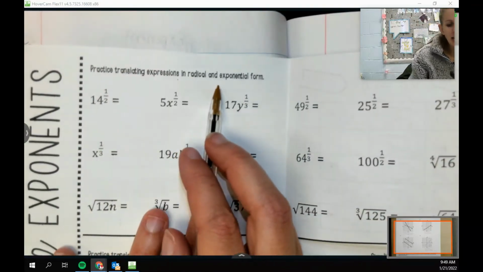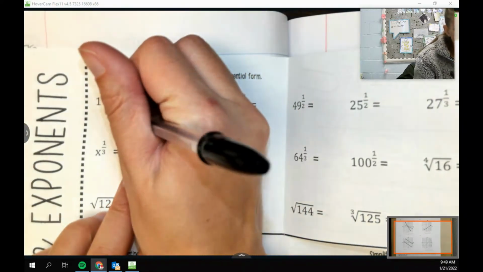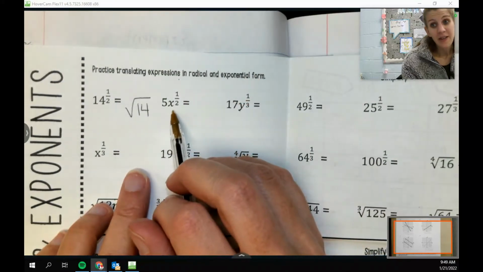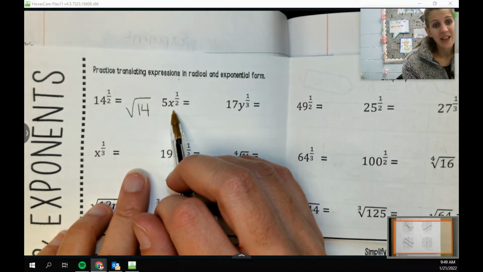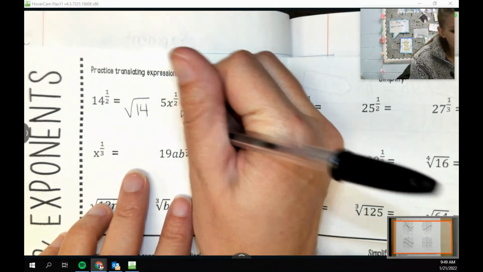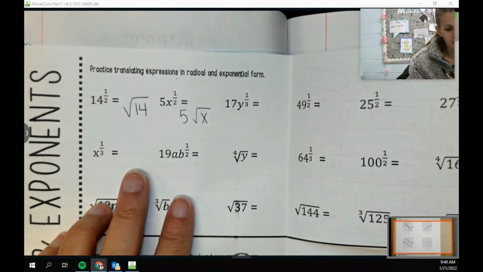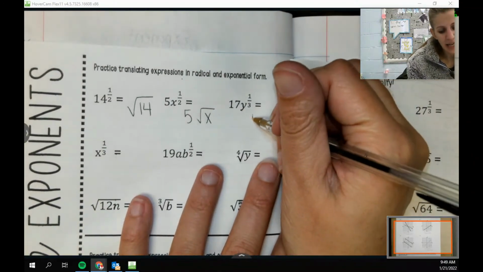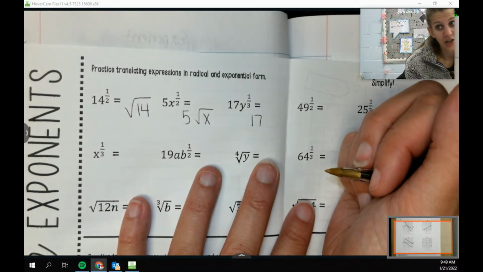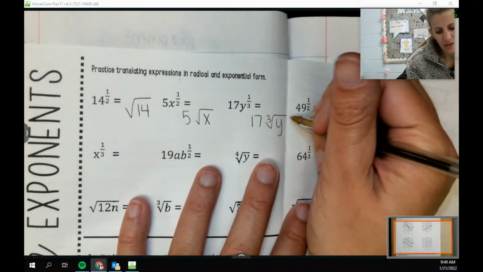So practice translating. We're just going to rewrite the form that we're in. So right now we have an exponent, so we're going to make this a square root of 14. This one is a good one though, because really the only thing that has the half power is the x. So x is in a square root to the 1st power. Same thing with this one, 17 is just chilling. It has an exponent of 1. It's not in a root. The y, however, is in a cube root to the 1st power.